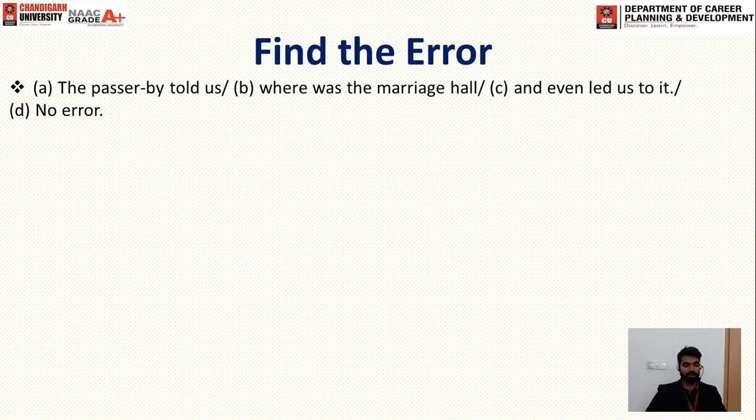Okay, the passerby told us where was the marriage hall and even led us to it. The error is in B. Yes, was should come after, because it's not a question. So the passerby told us where the marriage hall was, and even led us to it. It's not a question, and that's why we'll be using was after the marriage hall.